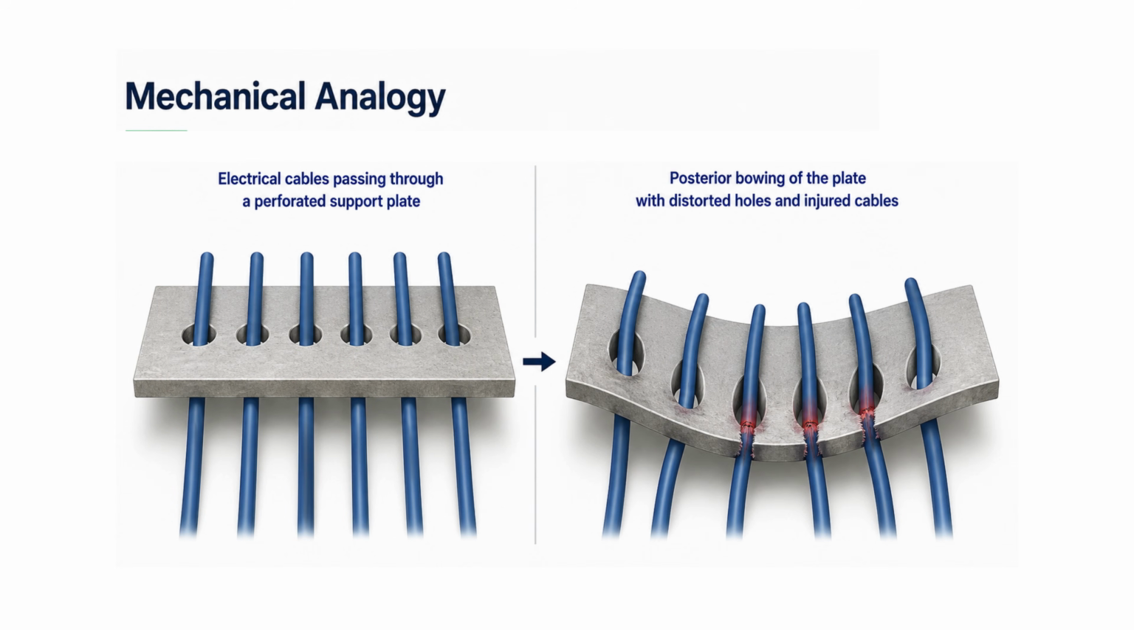A simple analogy is to imagine many delicate electric cables passing through a perforated support plate. If the support plate bends backwards and its holes become distorted, the cables running through it may become stretched, pinched, or damaged. In glaucoma, the retinal ganglion cell axons are like those cables, and the lamina cribrosa is like that support plate. So, the mechanical theory explains how pressure-related stress can damage axons at the optic nerve head.